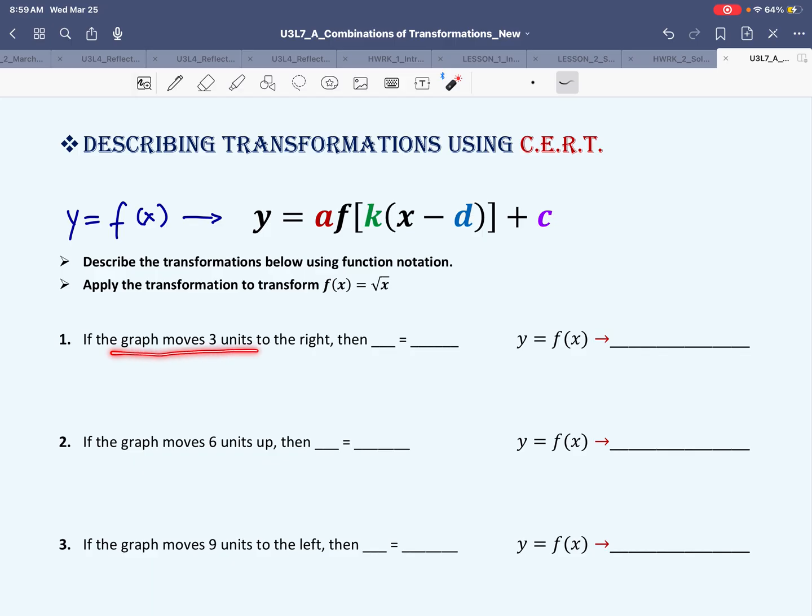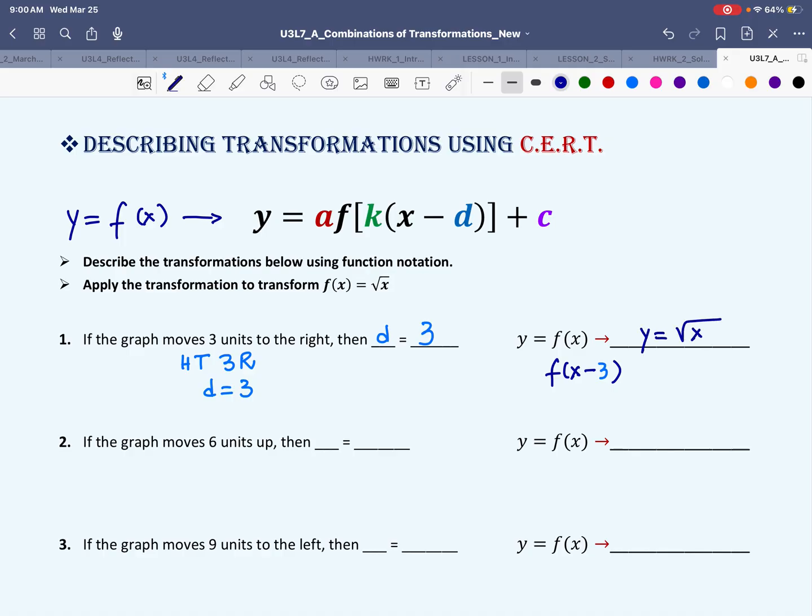So if the graph moves 3 units to the right, we call this a horizontal translation, and that would be a horizontal translation of 3 to the right, which will make the value of d equal to positive 3. So we'll say that d equals 3, and f of x has changed to become f of x minus 3. So the transformed parent function, square root of x, will change to become y equals the square root of x minus 3. So we are changing the variable x in this case.